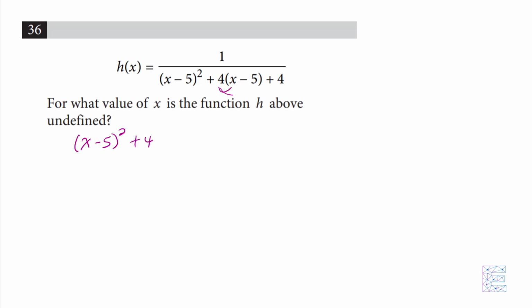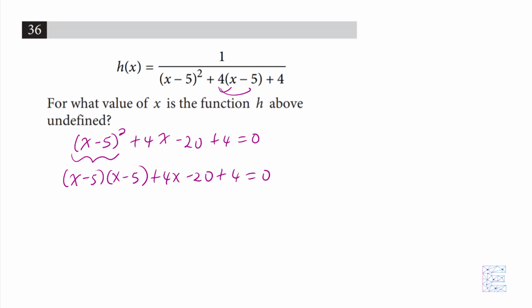I'm going to go ahead and distribute this 4x all the way through right now. So 4x minus 20 plus 4 equals 0. This part right here, you want to write it twice so you can FOIL it. (x minus 5)(x minus 5) plus 4x minus 20 plus 4 equals 0. So we have to FOIL this part.